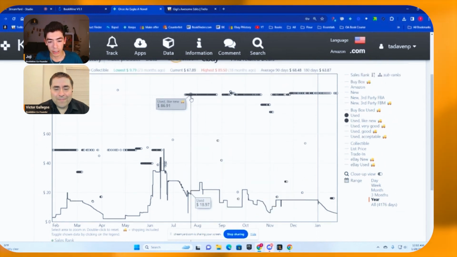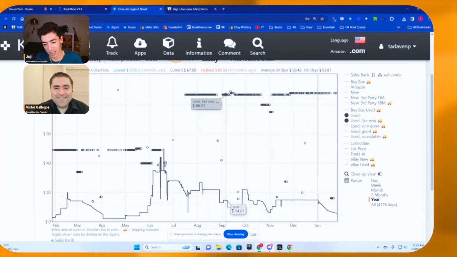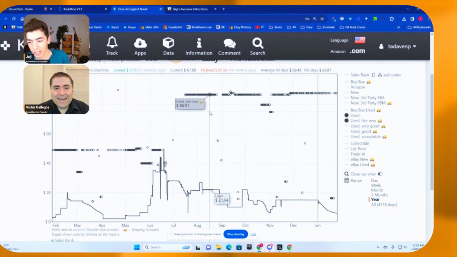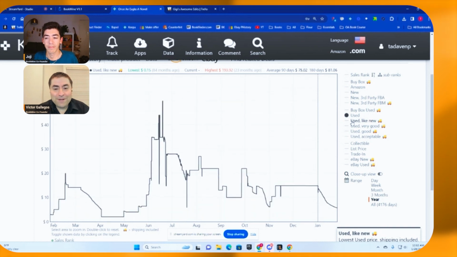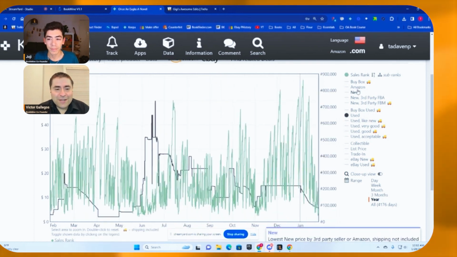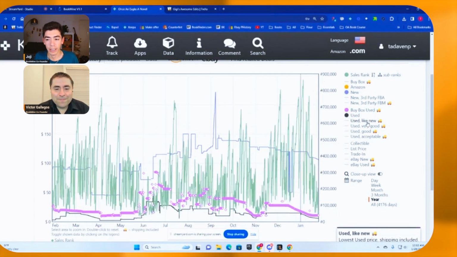The used new price since July was $86 the whole year, right? The lowest used price is between $15 and $20. So is someone really going to be paying $60 more for that used new price? No, they're not. That's why there's no value in adding these extra features to Keepa. You really just need to look at the lowest used price. That's all you really need.